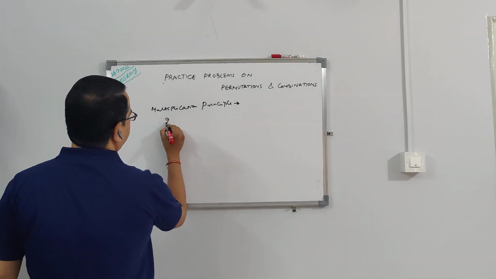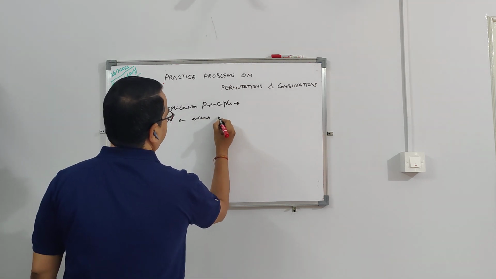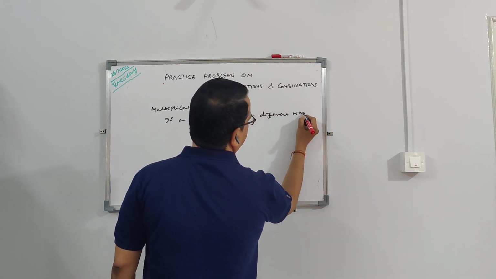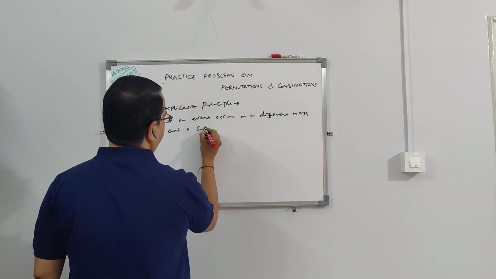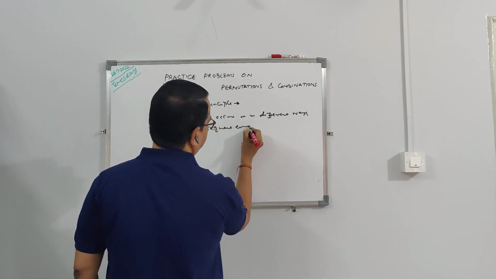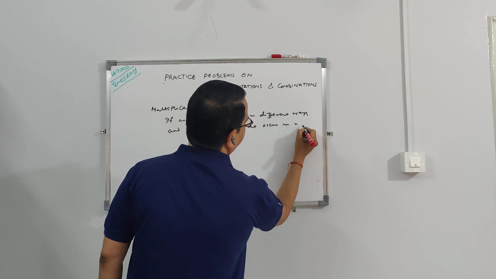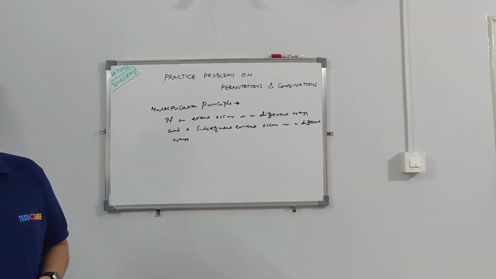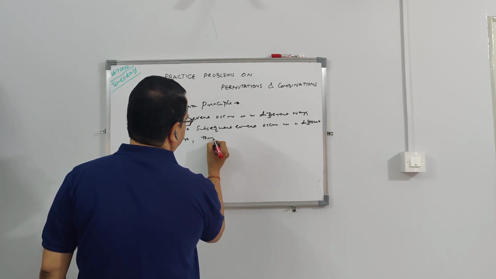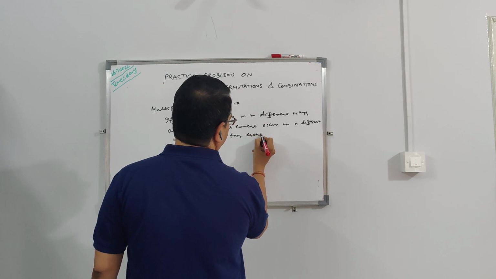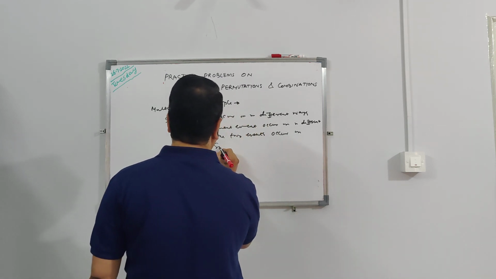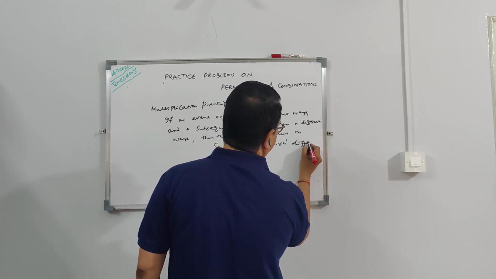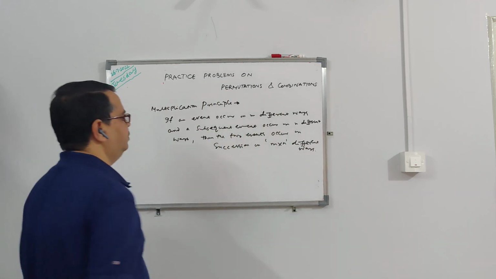So if an event occurs in m different ways and a subsequent event occurs in n different ways, then the two events occur in succession in m into n different ways. We have been doing that actually. We will do some numericals, it will be more clear.